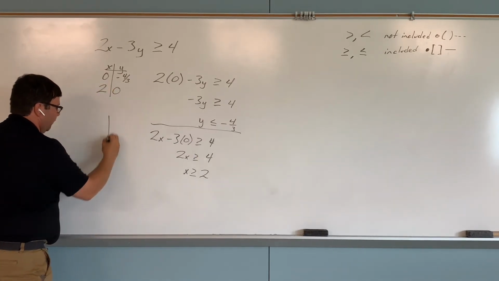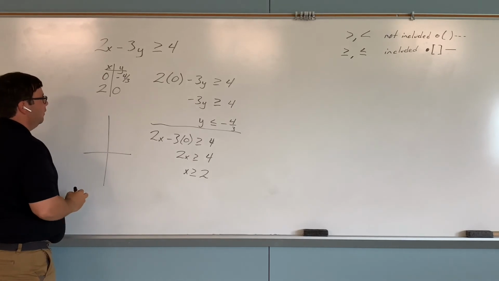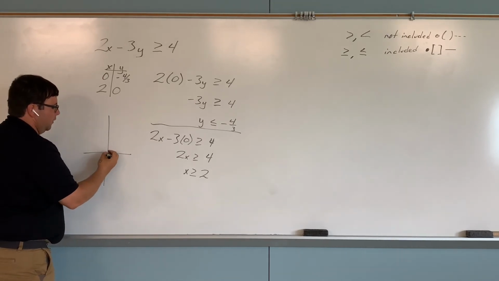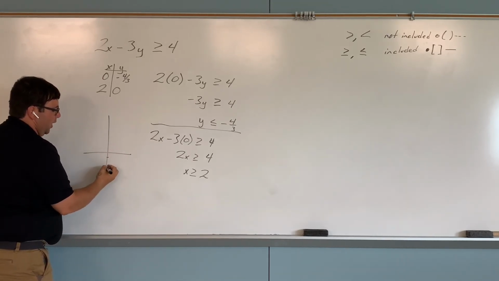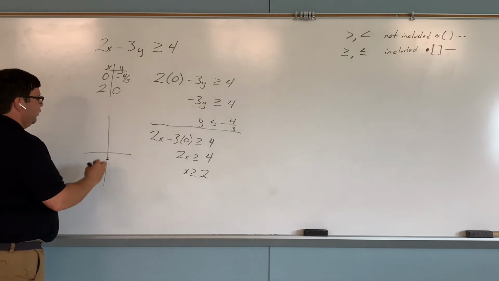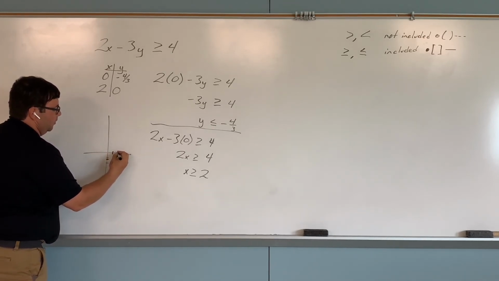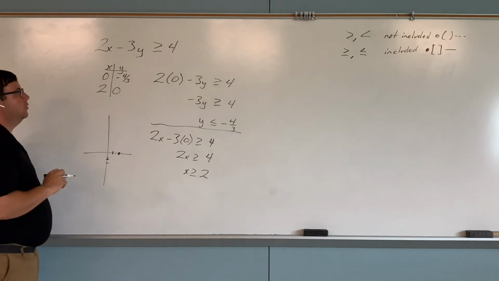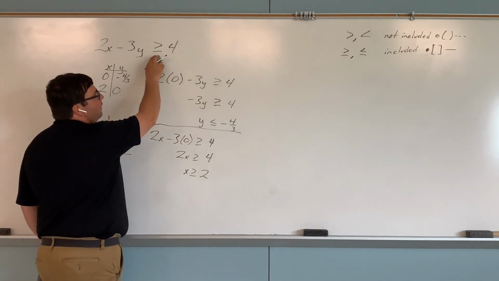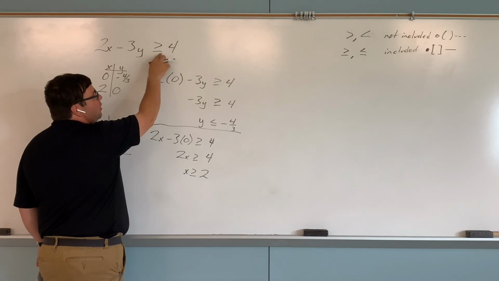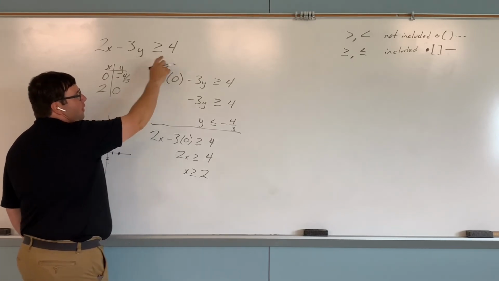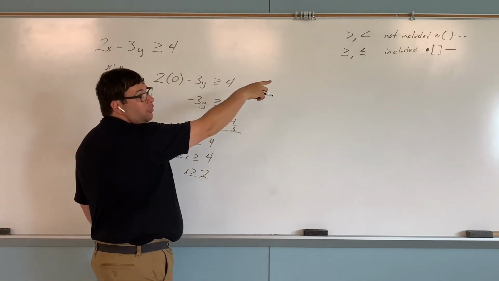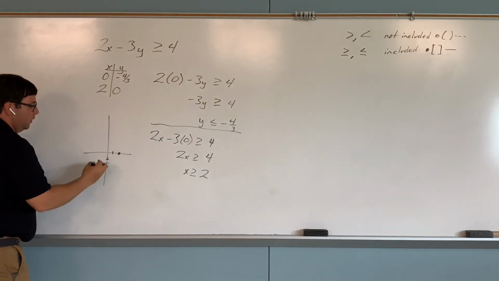We need to plot our values. So 0, negative 4/3. So 0, here's negative 1, here's negative 2. Negative 4/3 is a little bit closer to that negative 1. And 2, 0. Now, is it solid or dashed? That's the question. Go back and check your sign. This is a greater than or equal to sign, hence the bar underneath, which means it is an included value. We can use a solid line here.